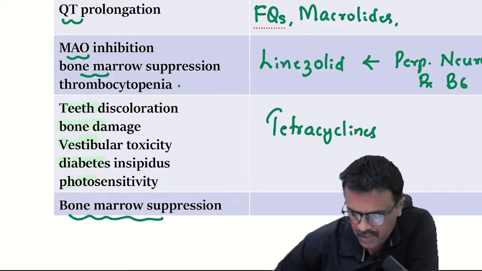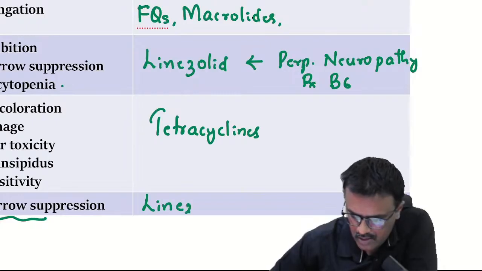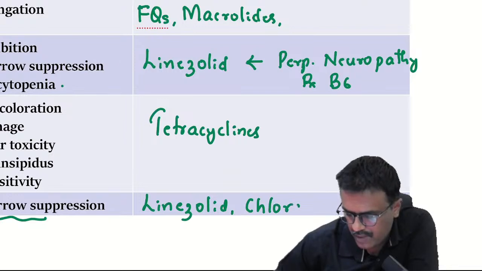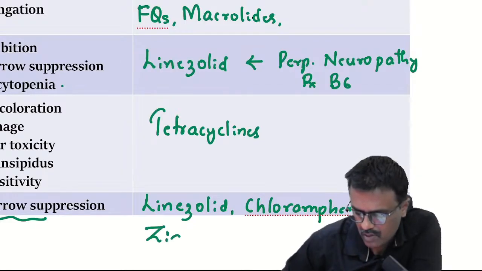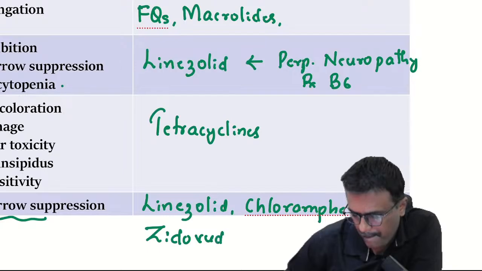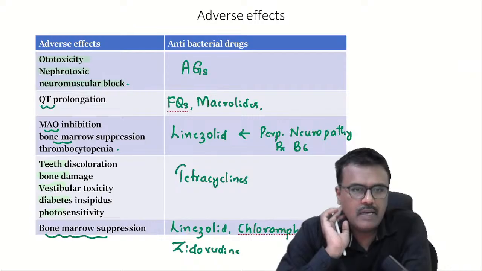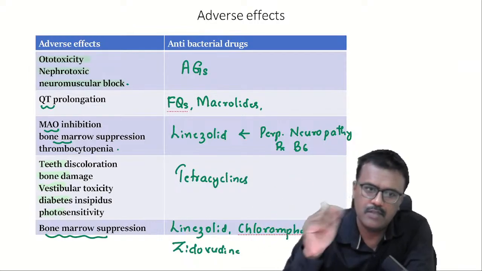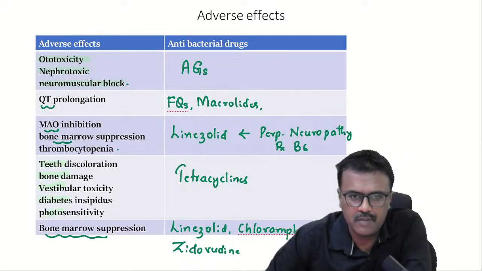Bone marrow suppression, I just told you one drug already. The name is called linezolid, and one more drug, chloramphenicol. Any HIV drug you know which cause bone marrow depression? Yes, the name is called zidovudine. So these are the adverse effect, and we know which drugs are going to cause that because they have asked like this. That's why we made a table which will tell you everything at one point of time, one place.